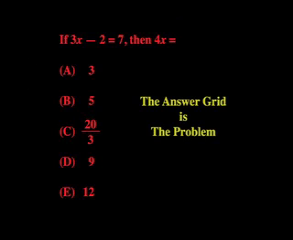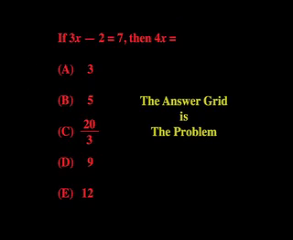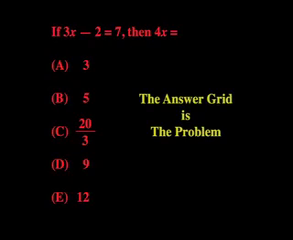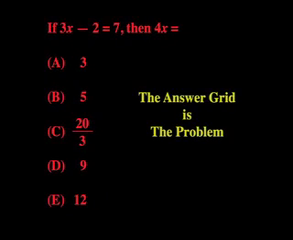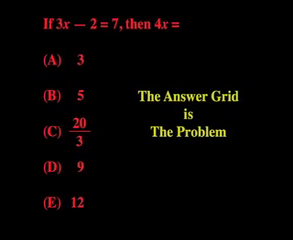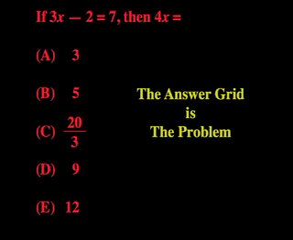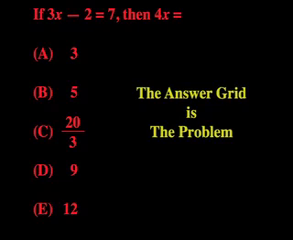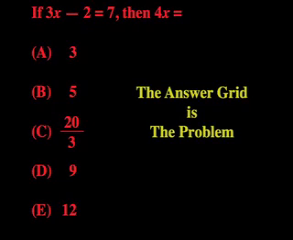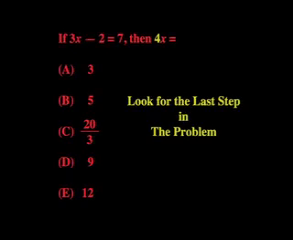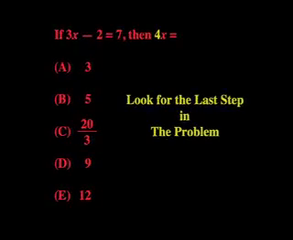This simple algebra problem is an example of a very powerful strategy. The answer grid is the problem. It has all of the little mistakes that you could make along the way to the answer, because if you find those little mistakes and don't get all the way to the answer, you can pick them on the multiple choice test.